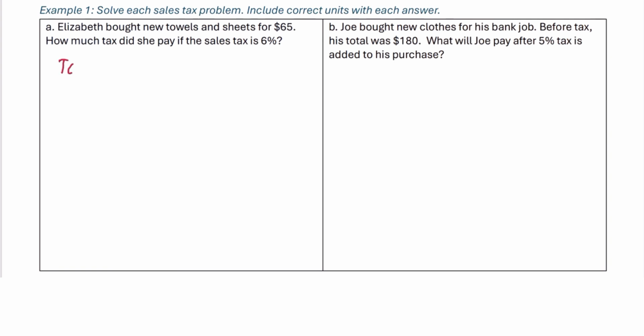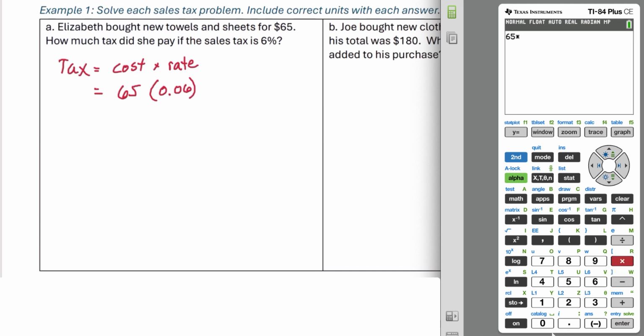The tax is equal to the cost of the goods times the tax rate. The cost of the goods, in this case the pre-tax cost, is $65. The tax rate is 6%, so we have 6/100ths. We do want to convert that to a decimal. 65 times 0.06 gives us 3.9. Keep in mind that's in dollars, so we want to add an extra zero to make it look like $3.90. That is just the tax.